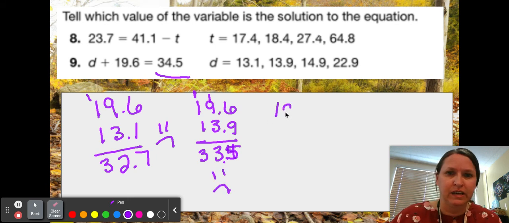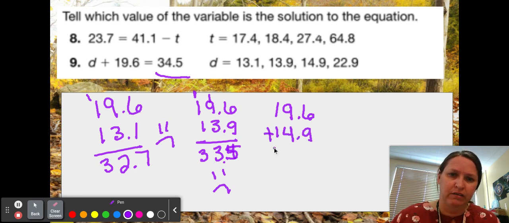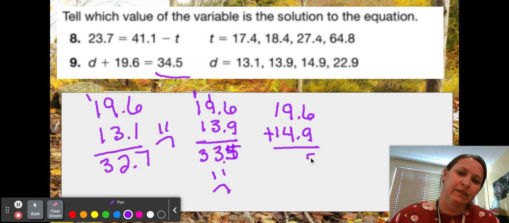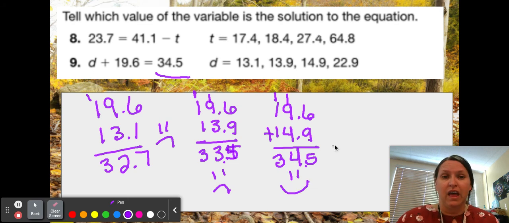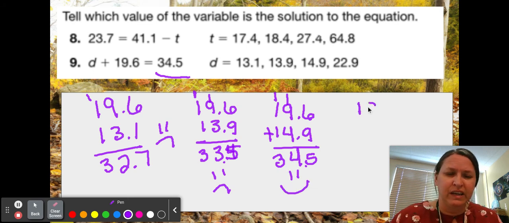Now let's look at 19.6 plus 14.9. 9 plus 6 is 15. 9 plus 1 is 10 plus 4 is 14. 1 plus 1 plus 1 is 3, and I need to bring my decimal point down, and I've got 34.5. Is that what I'm looking for? Yes, it is. And let's do one more.